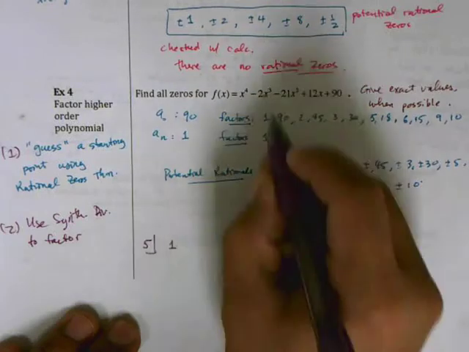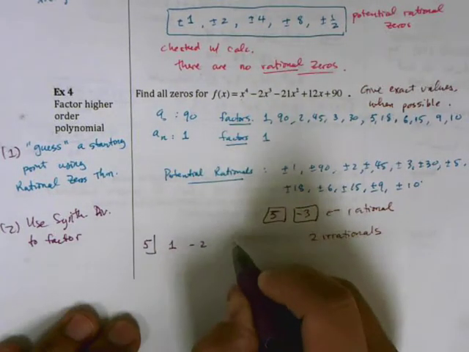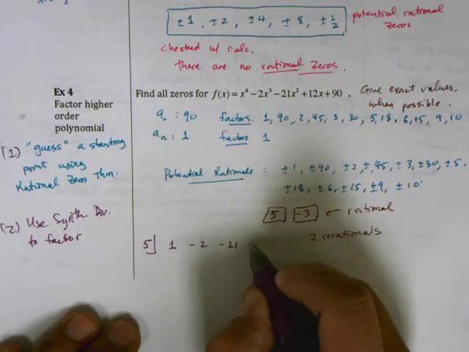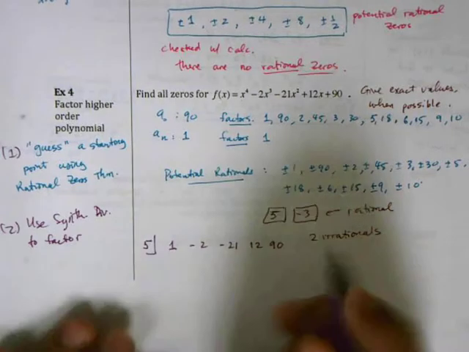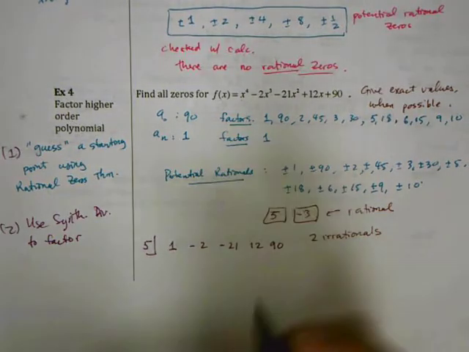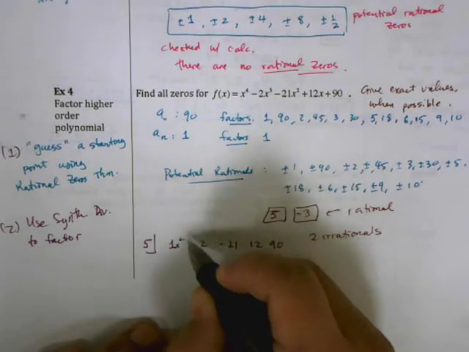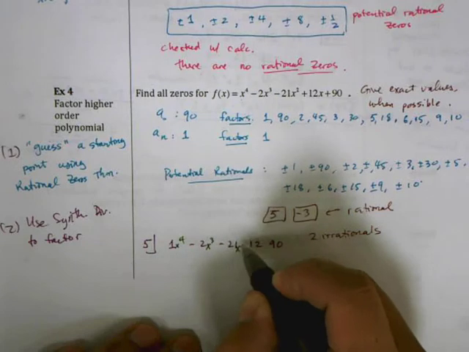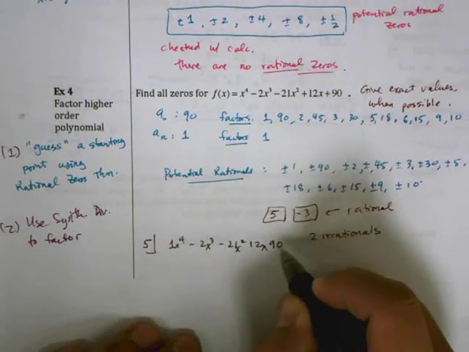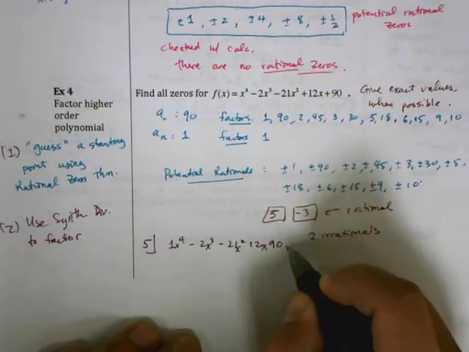This is 1, -2, -21, 12, and 90. Okay. And as always, I'm going to check this. This is x to the 4th, x to the 3rd, x squared, is that right? X, and this is x to the 0th. Okay, so I'm good there.